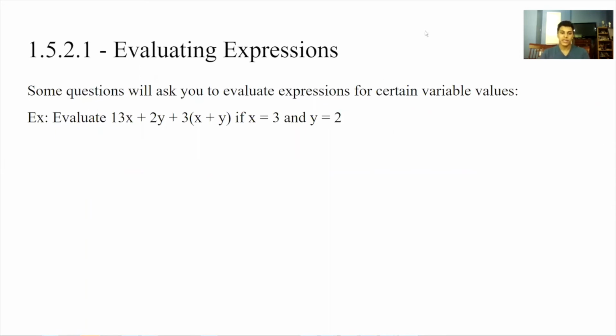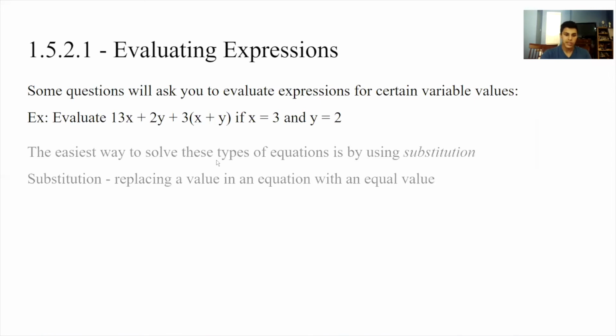It's evaluating expressions, which means that if you get an expression, some questions are going to ask you to evaluate it for certain values of the variable. So an example of this would be if they gave you the expression 13x plus 2y plus 3 times (x plus y), they want you to find the value of this expression if x equals 3 and y equals 2. So you don't actually need to find the values of the variable, you just need to use the values of the variable to simplify this expression.